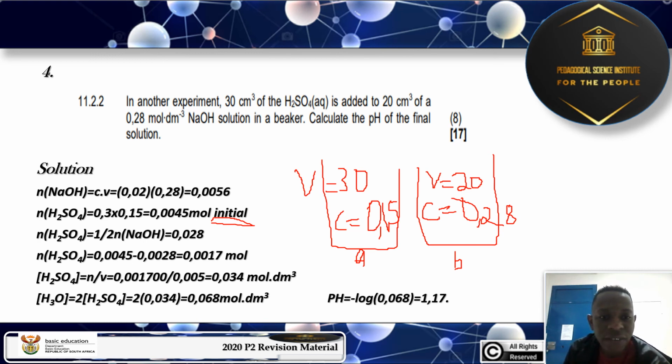Let's remember our equation. At first it was 1:2. Therefore, we are going to use that 1:2 again. What was the number of mole of sodium hydroxide that we calculated here? We find that it is 0.056. Then we are going to say 0.056 is 2x. Then you cross multiply, as we have already been doing.